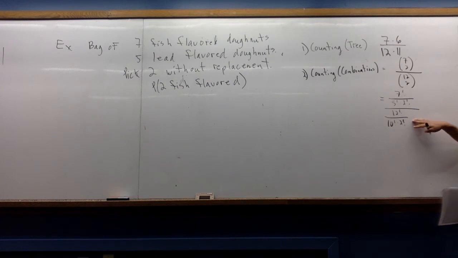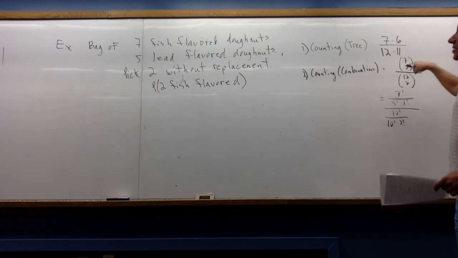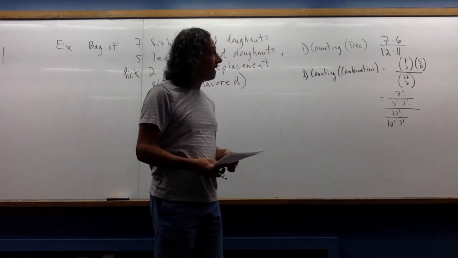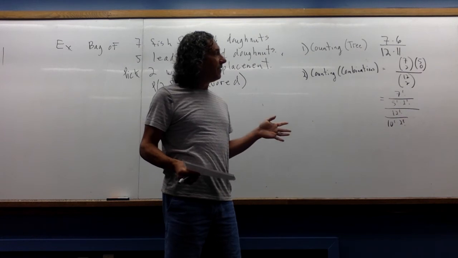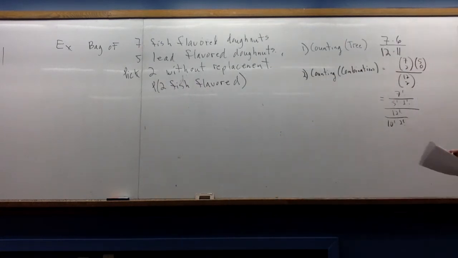Actually, before I go on with this, let me just say, you could also say here, from the 7 fish, I'm picking 2. From the 5 lead, I'm picking 0. If you want to write it out like that, that's fine. With that said, 5 choose 0 is just 1. Okay, so let me just have that up there.